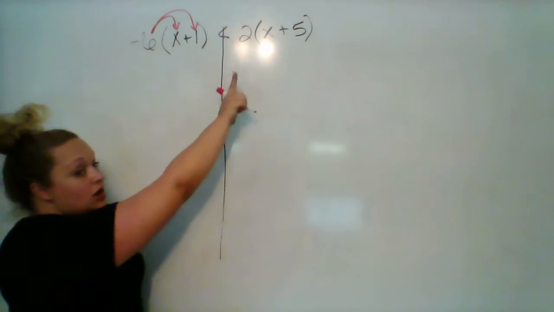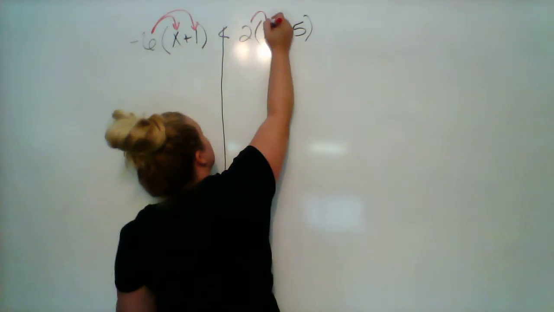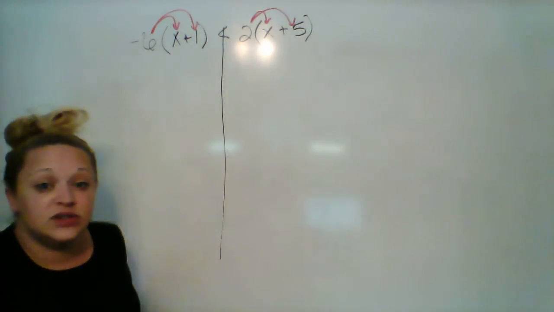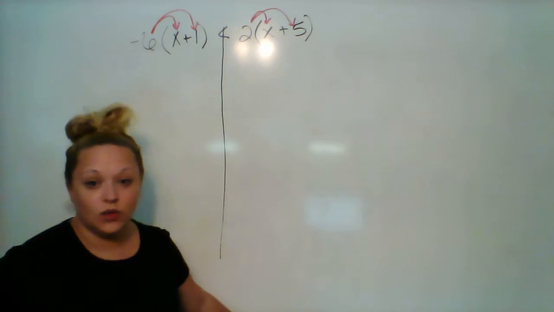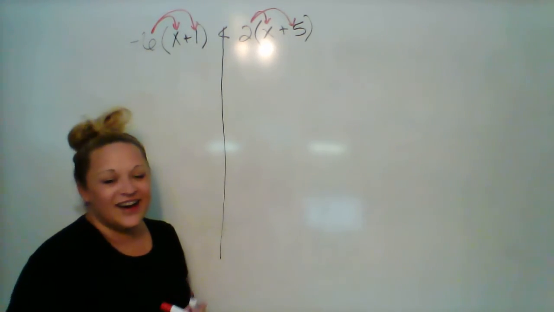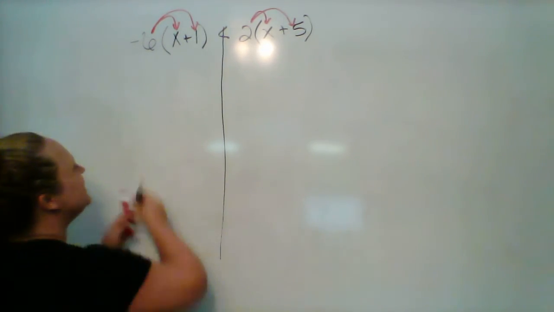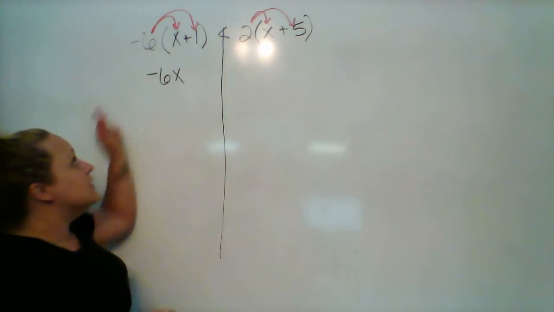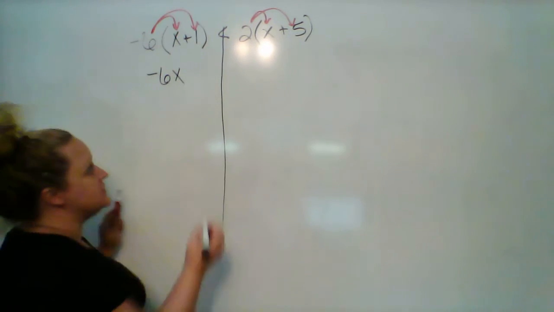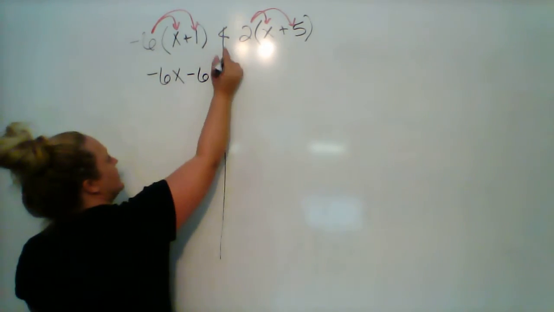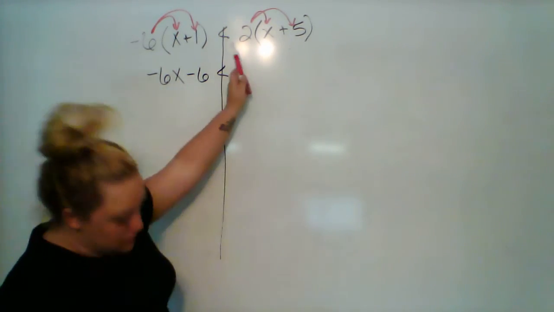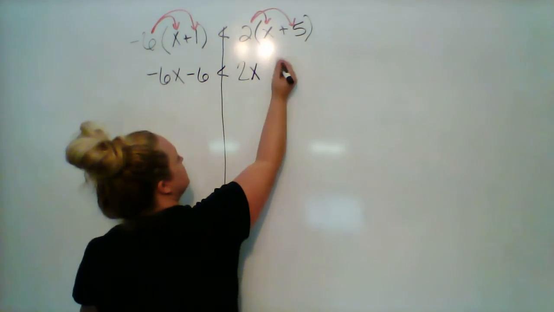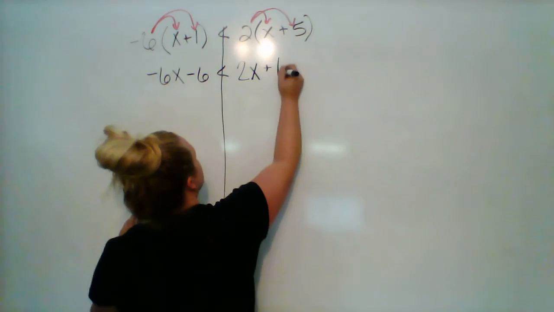We're also going to distribute that 2 because it's next to some parentheses. So after we distribute, we solve. Negative 6 times x would give us negative 6x. Negative 6 times 1 would just give us negative 6. Less than. 2 times x is 2x. 2 times 5 is 10.